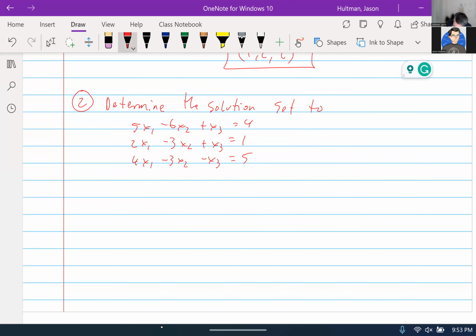augmented matrix. So 5, 2, 4, -6, -3, -3. Okay, and then we have 1, 1, -1, and then 4, 1, 5.